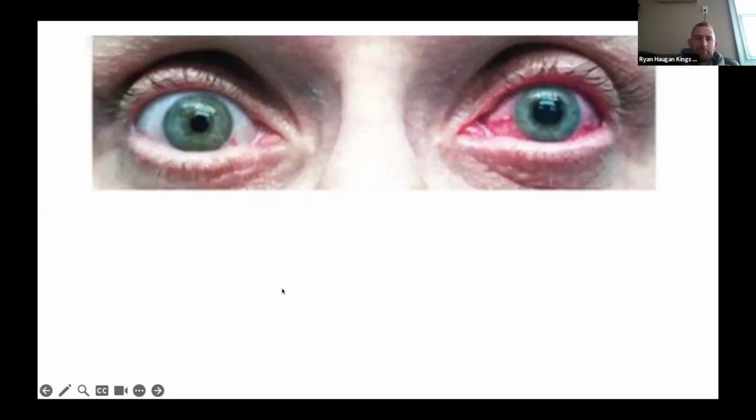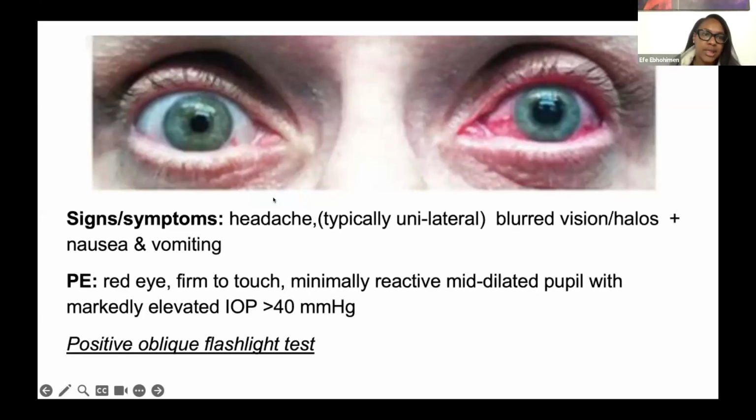Glaucoma. Okay, good. Exactly. So signs and symptoms related to acute angle closure glaucoma are typically unilateral headaches, blurred vision, and halos. Patient might also present with nausea and vomiting. On your physical exam, you might see a red eye. Obviously, you'll see a red eye. It might be firm to touch, with a minimally reactive mid-dilated pupil and markedly elevated IOP on your tonometry exam.